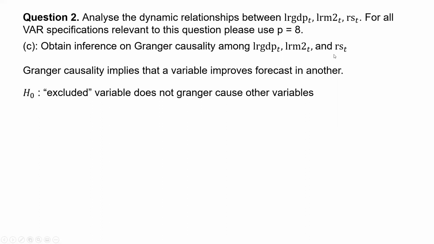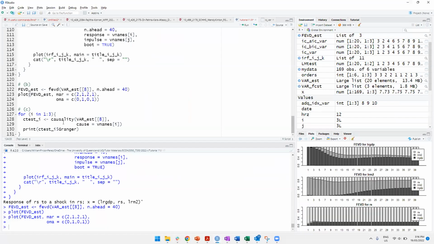So of course, finding at least one of the variables to Granger cause the others would be good evidence for this VAR model, that it's good that we put that variable in the model because it improves the forecasts that we can get on the other variables. The null hypothesis for this Granger test is that the excluded or the analyzed variable does not Granger cause the other variables. So we are going to test that null hypothesis.